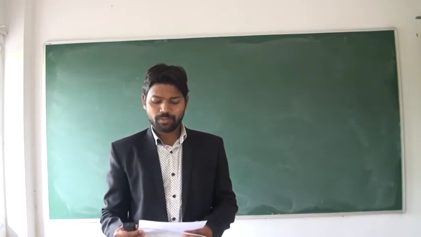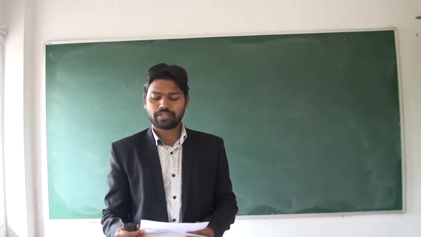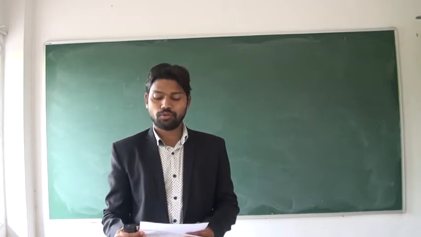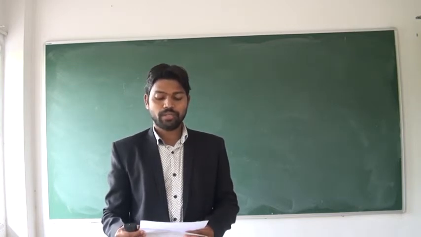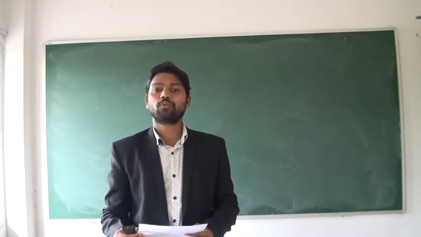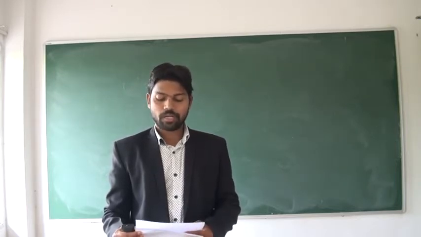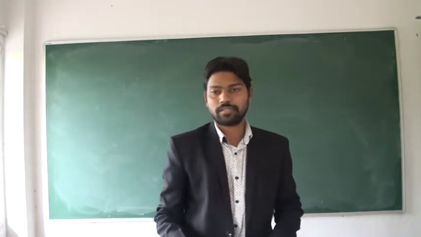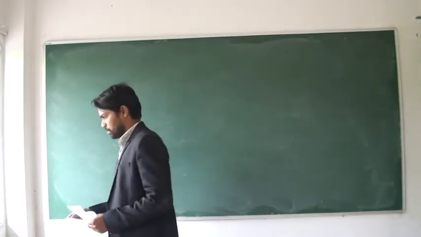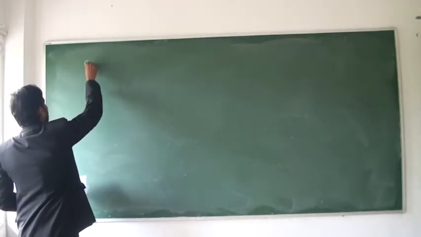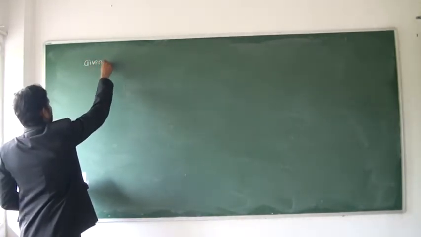Okay, I will read the numerical again. Design a singly reinforced rectangular beam for an applied factored moment of 125 kN meter. Assume beam width as 235 mm. Use M20 concrete and Fe415 grade steel. Adopt limit state method. So we will solve this example in our today's lecture. Let's proceed. So first of all we will write what is given in the numerical. What are the given parameters?